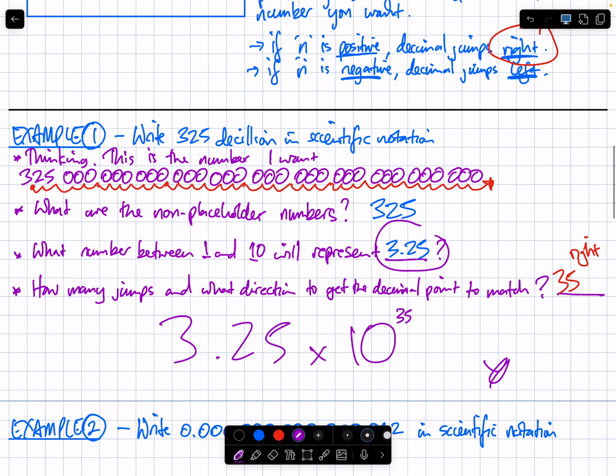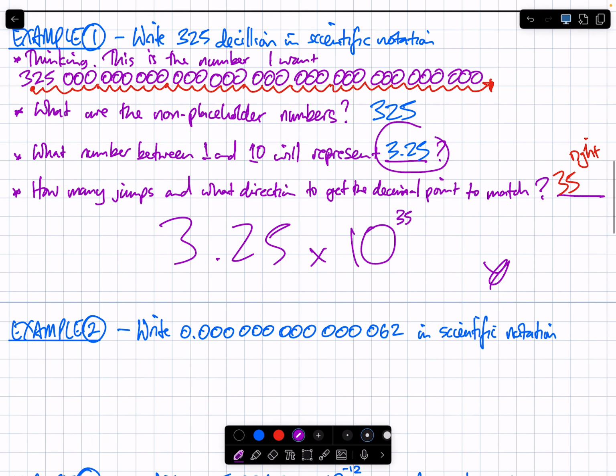What I'll do is I'll scroll it up here. If anyone does have example 1 fully down, start thinking about what our answer would be for example 2. Think about what the non-placeholder numbers in example 2 are.